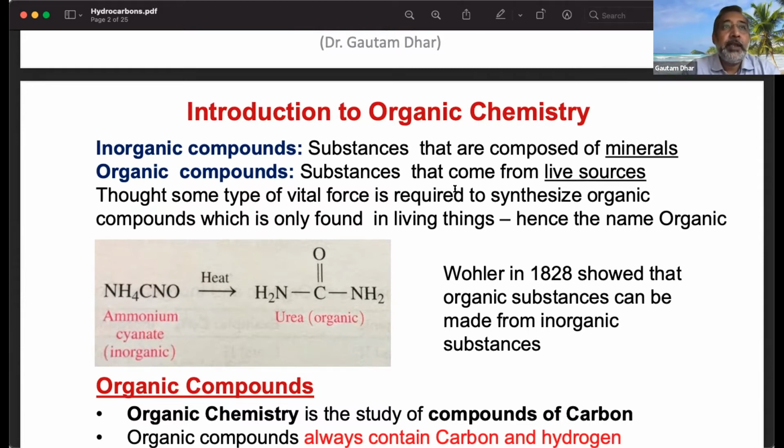This is very interesting chemistry happening in nature. Chemistry of carbon atoms, and the way the reactions happen are different from the reactions that we have seen so far.